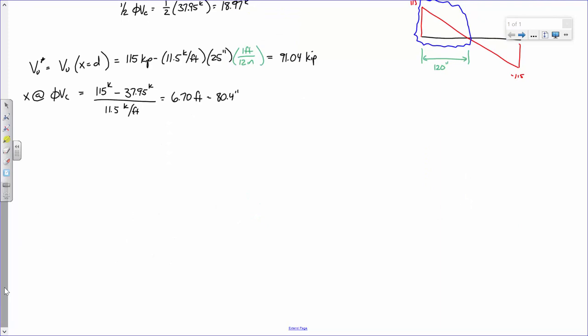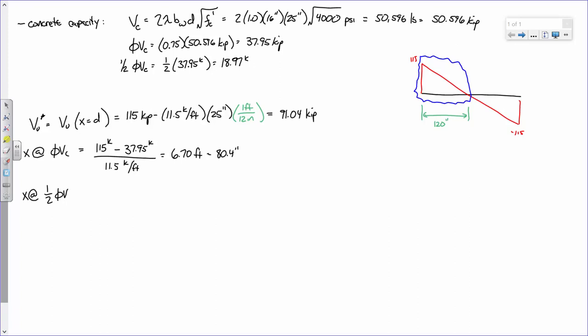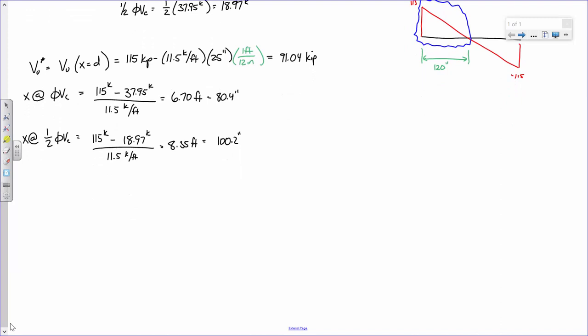All right, one more. We're going to compute the x at half of Vc. So it's the same calculation, only instead of 37.95, we're going to do 18.97. So 8.35 what? Which equals 100.2 inches. Okay. I'm going to give everybody a second to write this out because I got a big drawing coming up. Everybody good? Okay. This drawing's going to be kind of big, so give me a little bit of latitude.